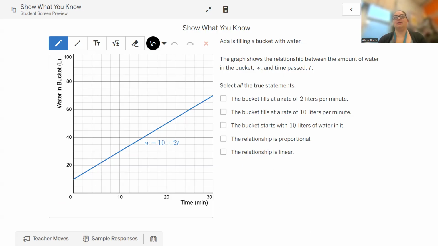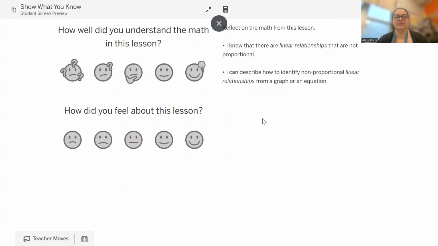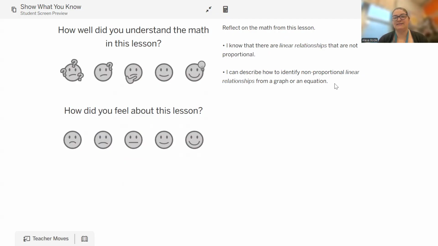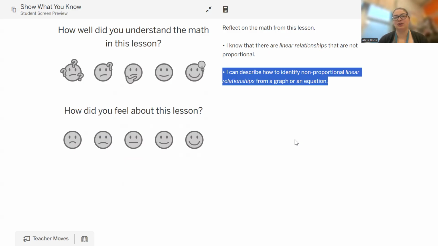So go ahead, select all the true statements. I'm going to look over and see how well you guys do with this. And then you're going to end the lesson by telling me how well you understood the lesson today and how you felt about this lesson. Again, I wanted you to make sure that you knew that there are linear relationships that are not proportional, and I wanted you to be able to describe how to identify non-proportional relationships from a graph or an equation.